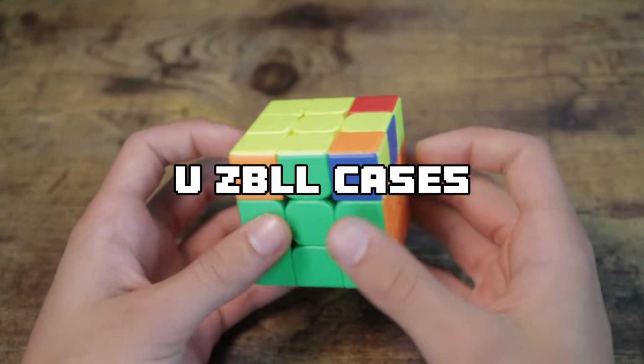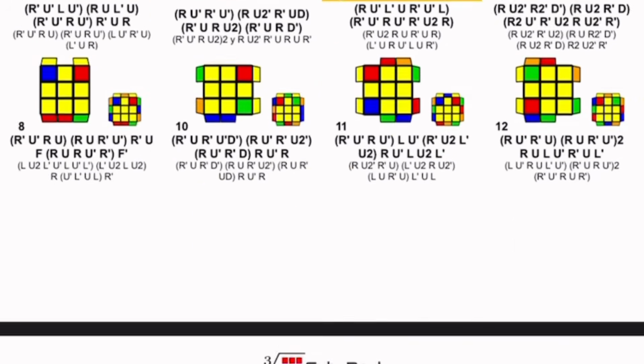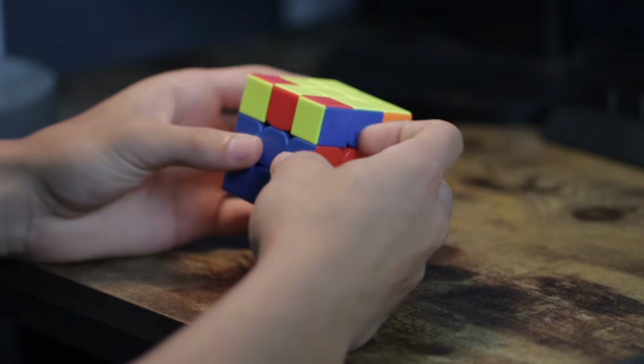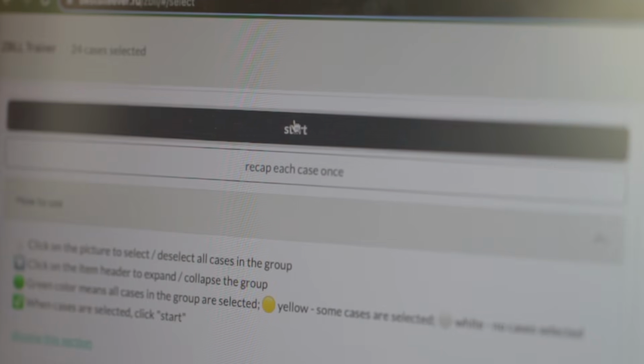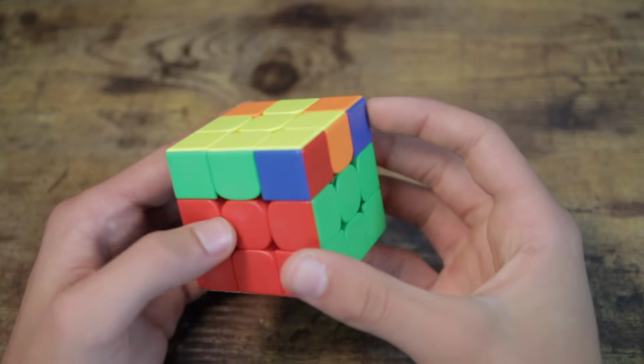For this 2-hour session, I'm going to be learning arguably the most popular ZBLL subset, the U cases. This subset consists of 72 algorithms, but I probably won't get to most of them in my 2-hour time frame. Because, well, that's impossible. I started my 2 hours by learning the first section of the subset, which narrowed my focus down to just 12 algorithms.